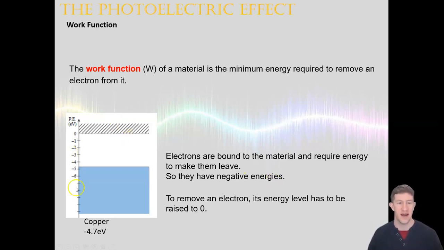So if we look at this diagram here, an electron is bound to the material and it requires an energy to make it leave. So we talk about it as negative energies. To remove an electron, its energy level has to be raised to 0 because it's bound. So it's almost like it's embedded within the thing. So we need to raise it up to this 0 point, and from there it can escape. So for example, copper has negative 4.7 electron volts. That is its energy.